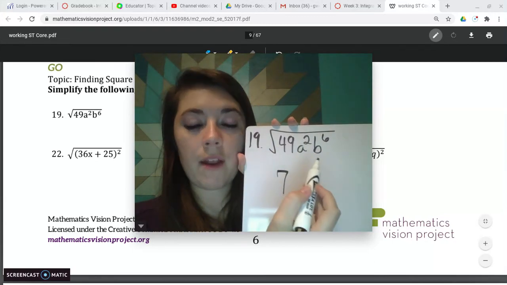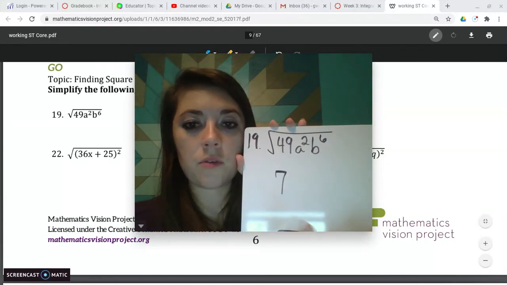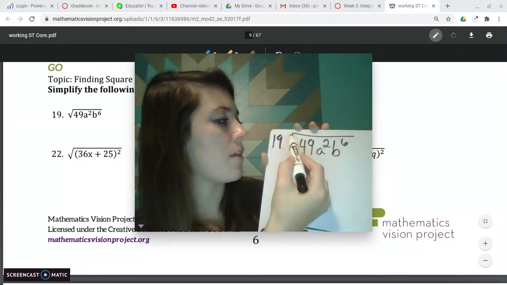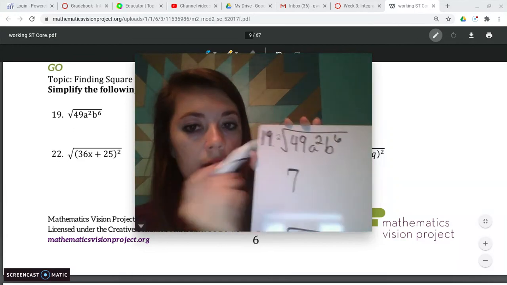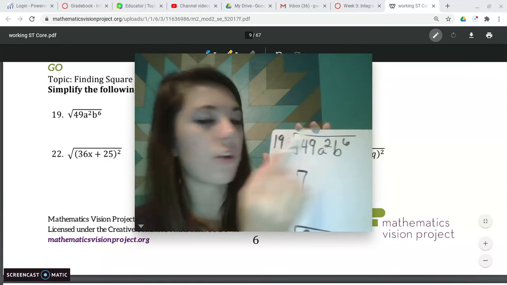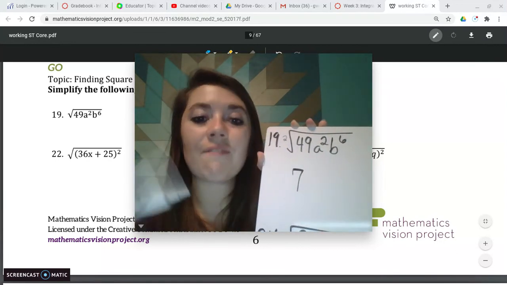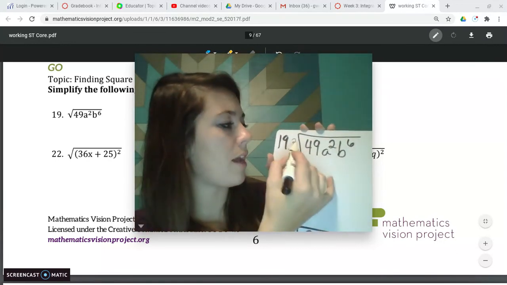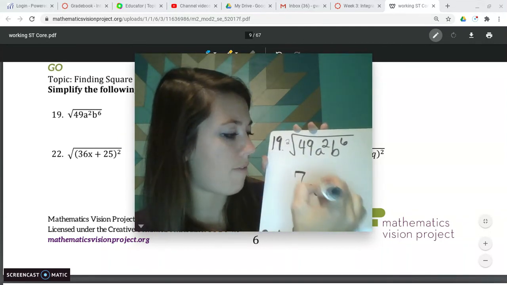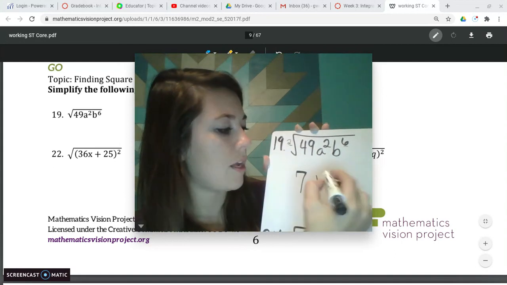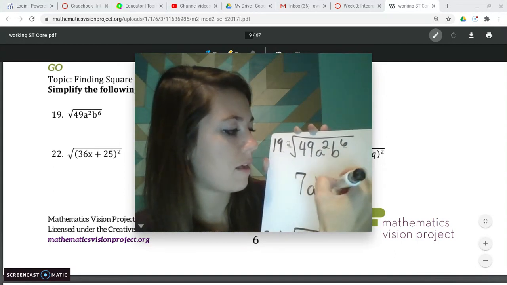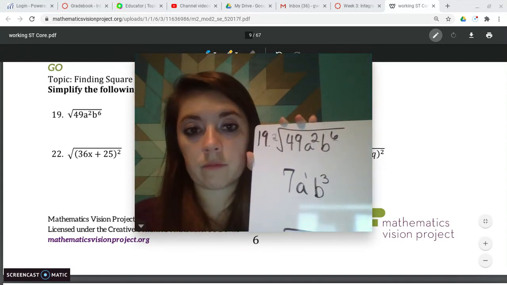Now, when we have variables, because this is the part you're probably not as used to, when we have variables, the square root, there's a 2 there we can think of. So you're taking each of your exponents and you're going to divide them by 2. So 2 divided by 2 is just 1. So we have a to the first. 6 divided by 2 is 3. So we have b to the third. There's your answer.